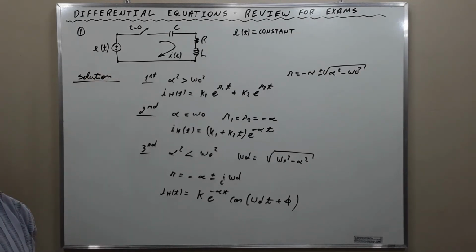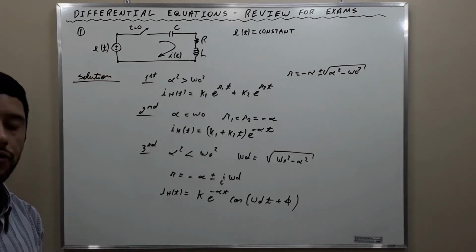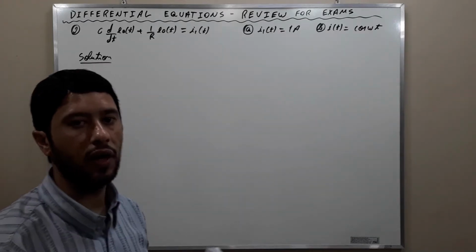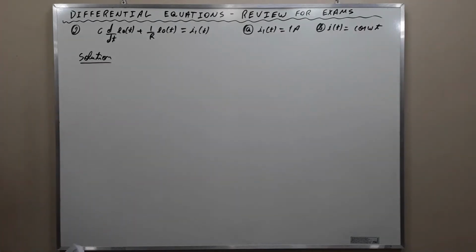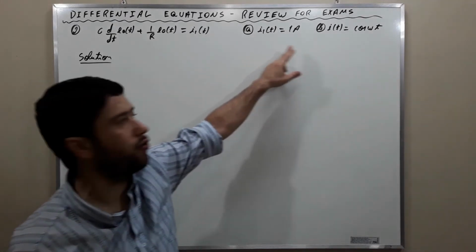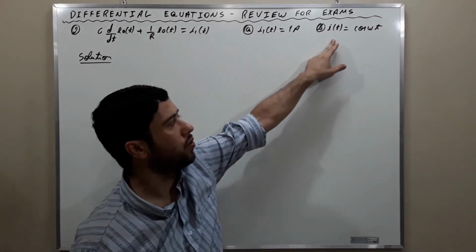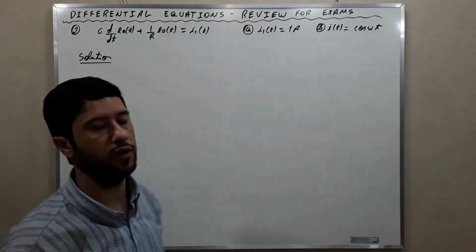Okay, this was exercise 1. Now let's go to exercise 2. Solve the differential equation. The exercise wants us to calculate for these two forcing terms, the cosine and this constant value here.